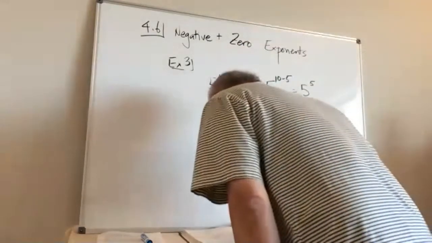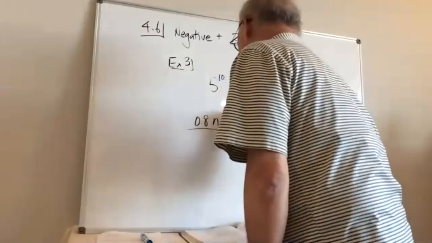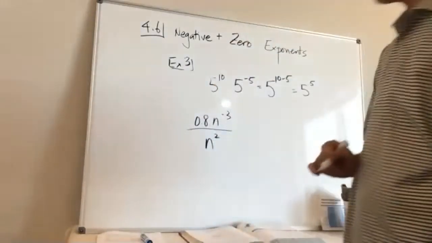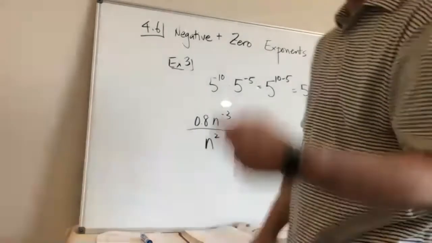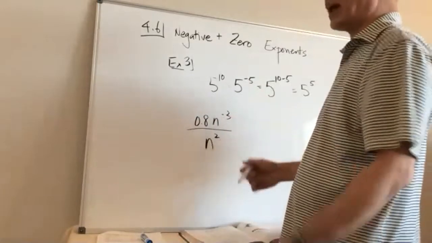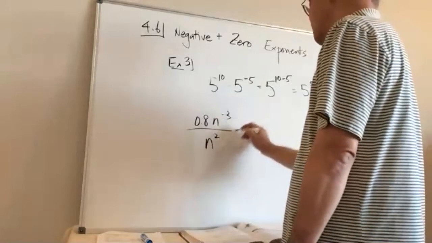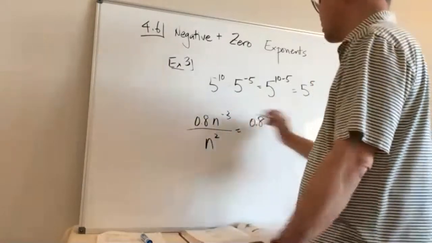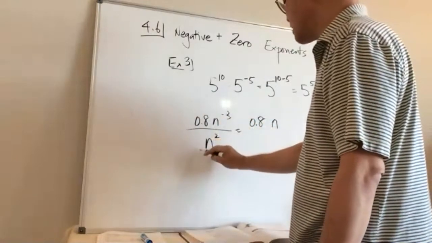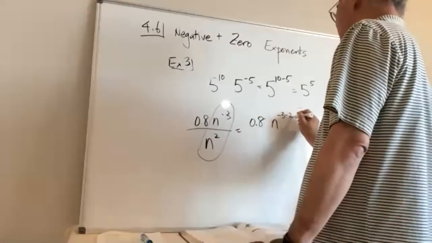Second one says I have 0.8n to the negative 3rd times n to the 2nd. So of course express this using only positive exponents. So I can't say this is -3, -2, then I have -5. So that's no good, right? Let's go ahead and use the quotient rule using this guy here, the -3, -2.